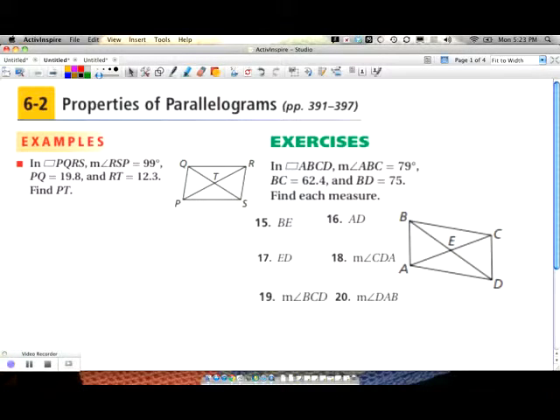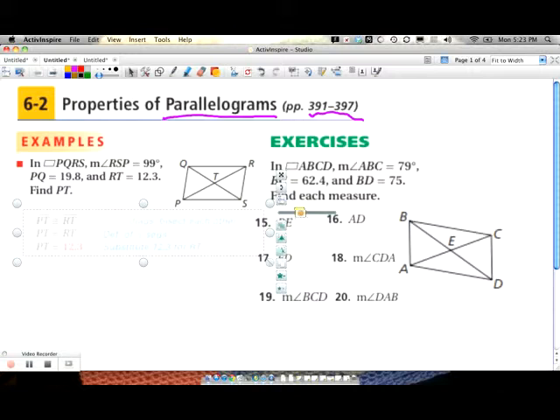Alright, we're back and now we're looking at sections 6.2 and 6.3, just the key points with parallelograms. That's the word for the day in your book. These are from sections 391 to 397. Quick example of what's going on here. We see angle RSP is equal to 99 degrees, PQ is 19.8, RT is 12.3, and it says to find PT.